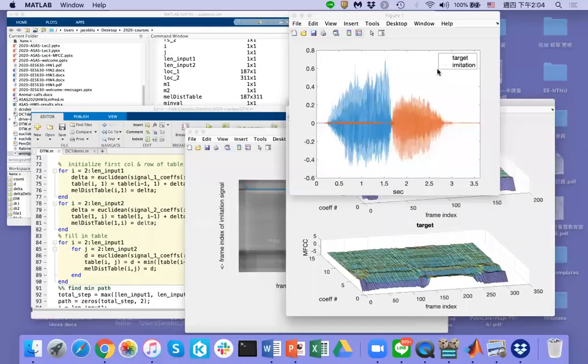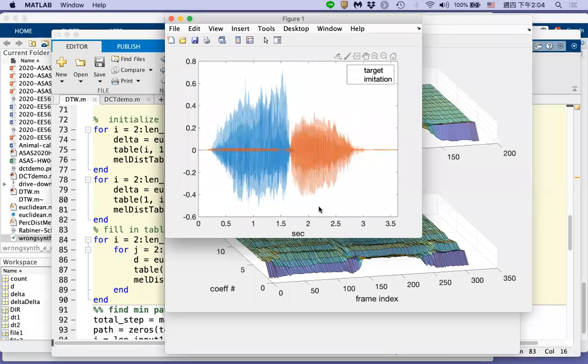Okay, so as you can see, here are the original waveforms. My imitation and the original sheep, or the other way around. I forgot. But anyway, one is the sheep, one is myself. Anyway, this is the sheep, and this is me, and they are not even aligned.